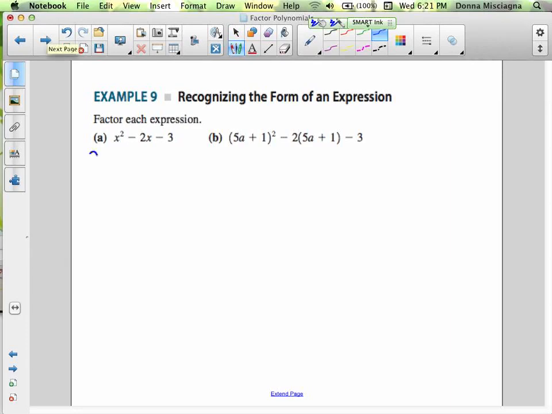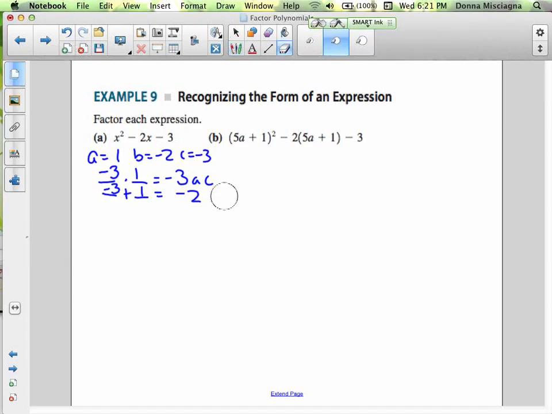All right, so A is 1, B is negative 2, and C is negative 3. 1 times negative 3 is negative 3. We need two numbers that multiply to give us negative 3, but add to give us the B term of negative 2. And of course, that's going to be a negative 3 and a 1. Right? So this AC is just telling you that that negative 3 there, that's just the product of A and C, and that negative 2 is the B term.